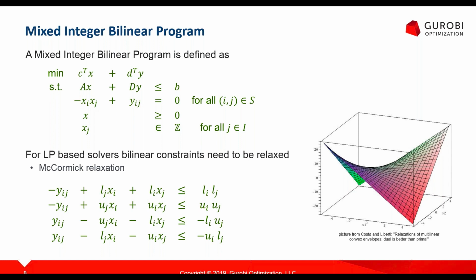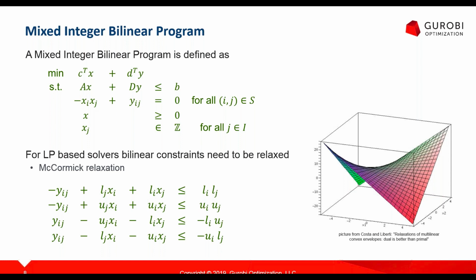You can see on the right-hand side this saddle shape, that is the feasible set of a bilinear constraint. So you have x1 and x2 here, and then on the y-axis, you have the product of the two variables. As you can see here, this is a non-convex set.